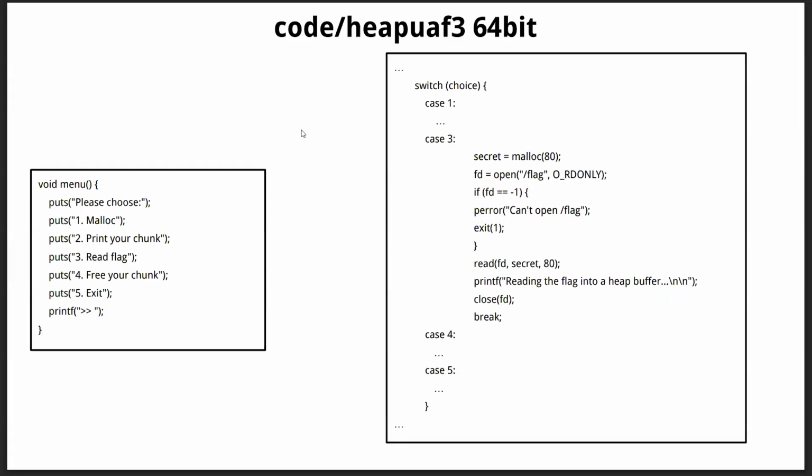Then you do the read flag option. It will malloc again for secret, and the secret will point to which chunk? Exactly, it will use the chunk you freed, but you still have a pointer to that. So that's why this is a use after free.